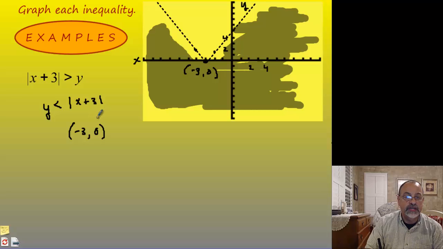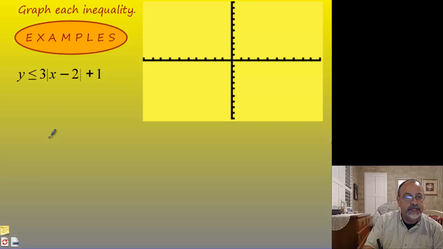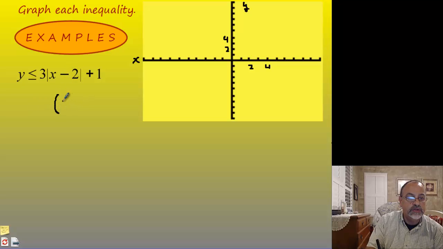So let's take a look at another example. So our second example here, we have y solved for already. y is less than or equal to 3 times the absolute value of x minus 2, plus 1. So I know the shape of this graph is going to be a V because it's an absolute value. So I'm going to put my markings on here. So we're going to find the vertex first. So this is a horizontal shift of 2 and a vertical shift of 1. So my vertex is going to be at the point 2, 1.